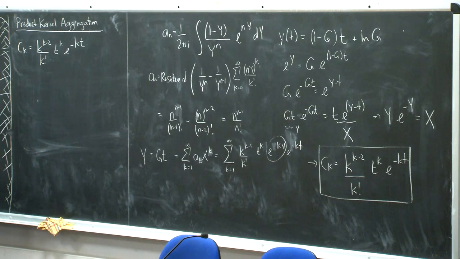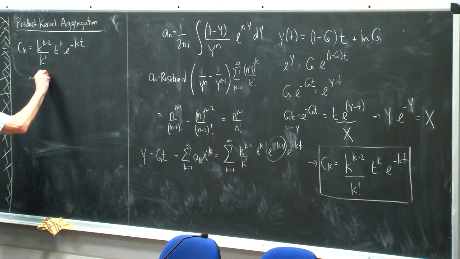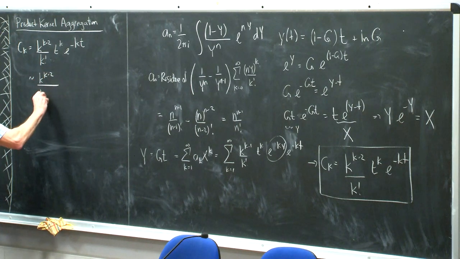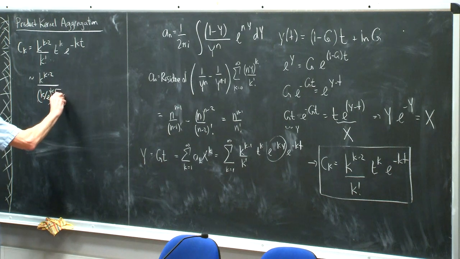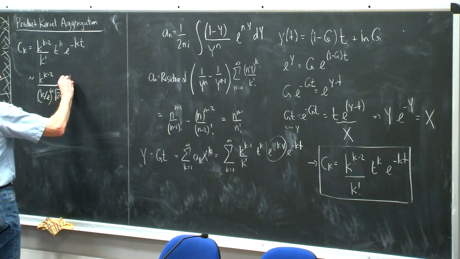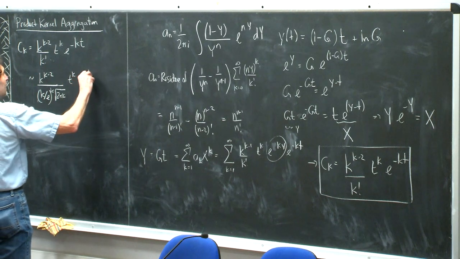Typically what we're interested in is the limit of large k. We like to look at the asymptotic form of the cluster size distribution. So asymptotically, let's use Stirling's approximation and get rid of k factorial for analytic functions. k factorial is k over e to the power k times square root of 2 pi k. So we have k to the k minus 2, k over e to the power k times square root of 2 pi k, t to the k, e to the minus kt.